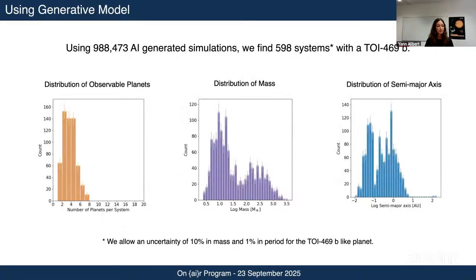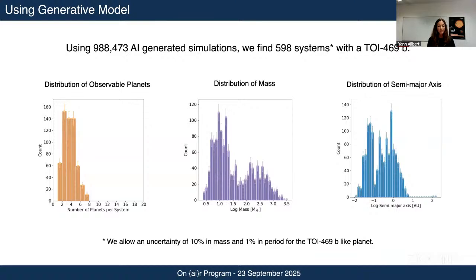Turns out that if you use our model, the AI generated model, now you start to see features which are a little bit more pronounced. And let's look at the first graph on the left. It says distribution of observable planets, things we can see with the current missions that we have. And there's a peak between 2, 3, and 4, which means that, well, TESS discovered 1, but maybe there's more than that.